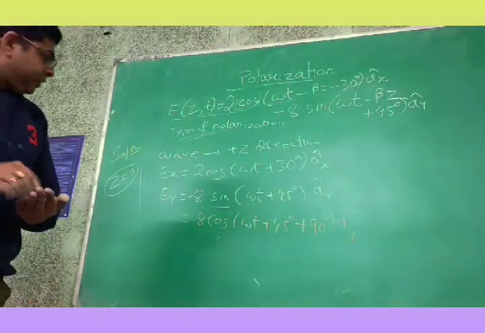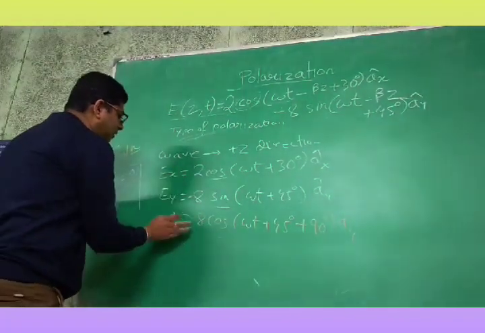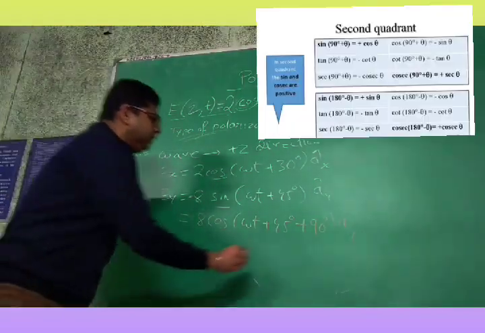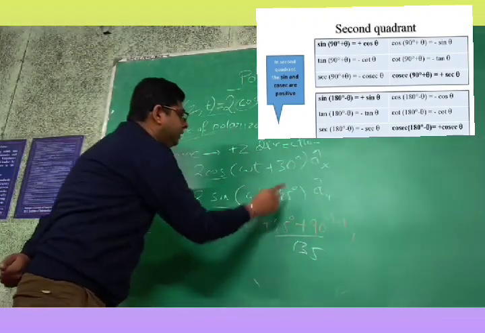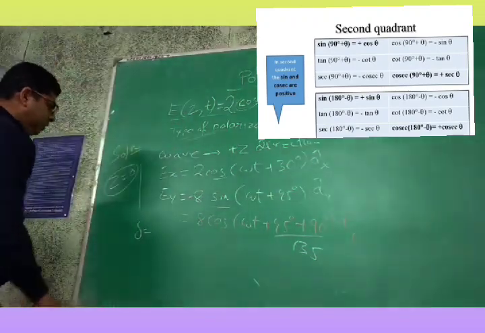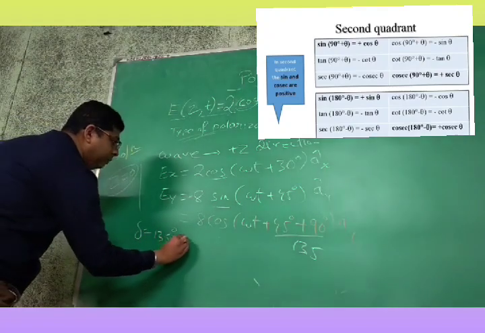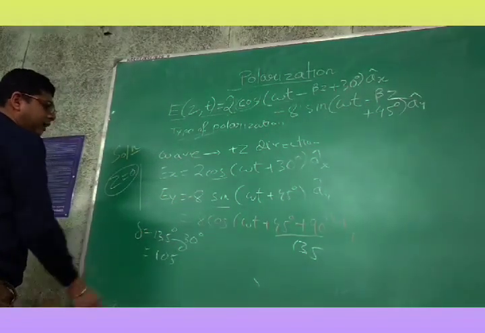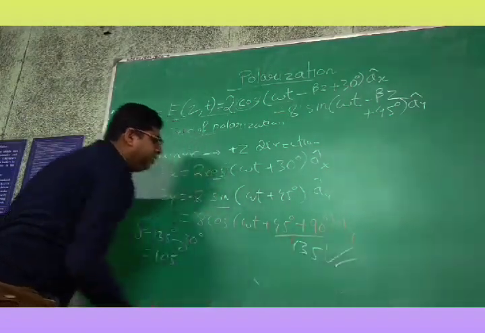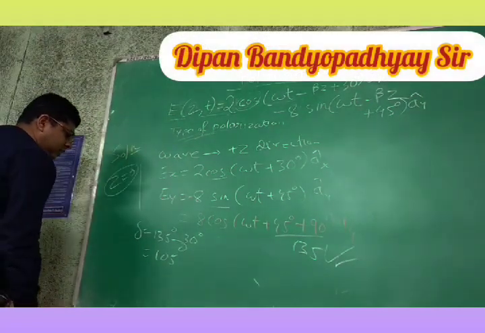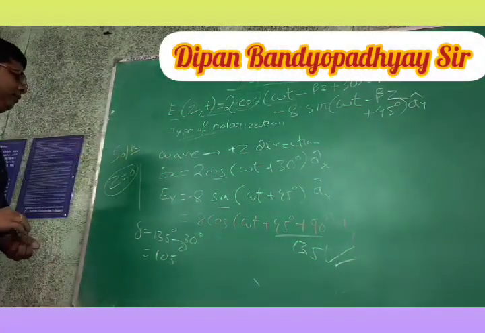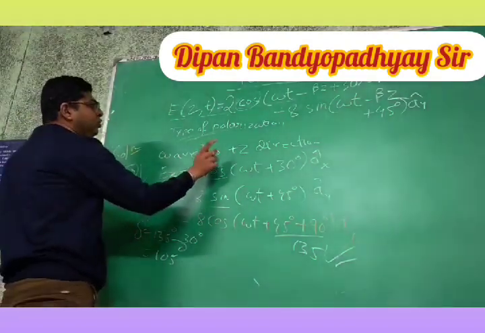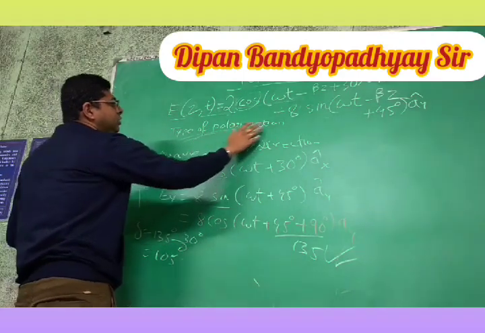Okay. So now check the phase difference between these two. What will be my delta? Delta will be how much? This is 135, this is plus 30. So 135 degree minus 30 degree. That is 105 degree. And which one is leading? Of course, Ey is leading Ex. So this is your angle, 105.